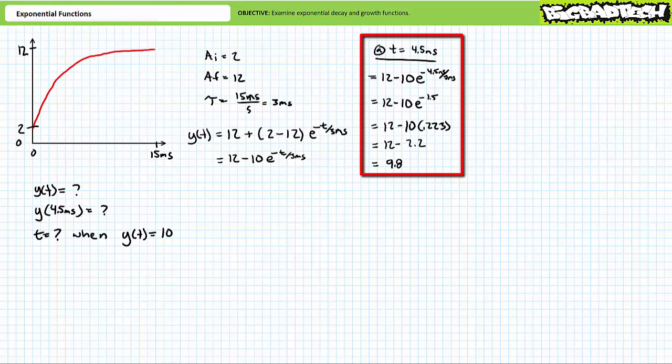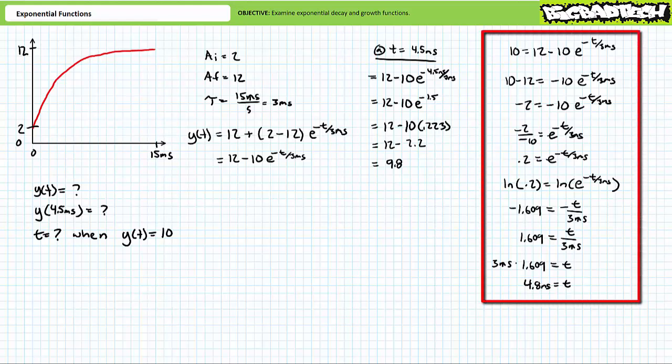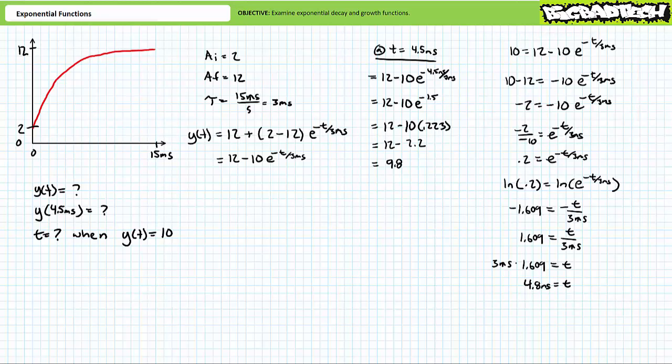When t equals 4.5 milliseconds, we substitute 4.5 milliseconds into our equation. This yields an instantaneous value of roughly 9.8. Let's now determine at which time this function equals 10. 10 equals 12 minus 10 times e to the negative t over 3 milliseconds. Solve for the t value that satisfies this condition. One obtains a value of roughly 4.8 milliseconds. These results make sense. We demonstrated that the function obtains a value of roughly 9.8 at 4.5 milliseconds, and it seems logical that it reaches 10 a little bit higher, a little bit later at roughly 4.8 milliseconds.